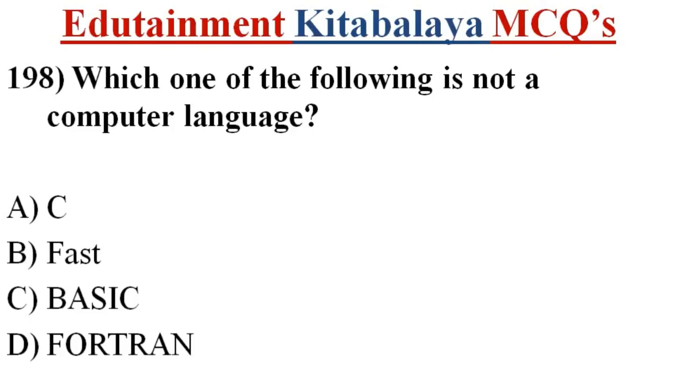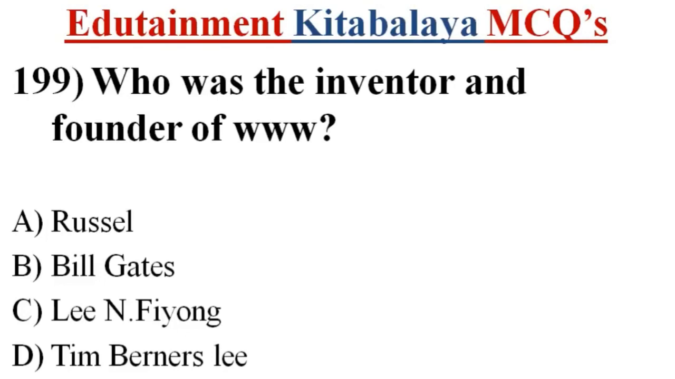Question number 198. Which one of the following is not a computer language? A. C. B. Fast. C. Basic. D. Fortran. Correct answer is B. Fast. Question number 199. Who was the inventor and founder of www? A. Russell. B. Bill Gates. C. Li Feng. D. Tim Berners-Lee. Correct answer is D. Tim Berners-Lee.